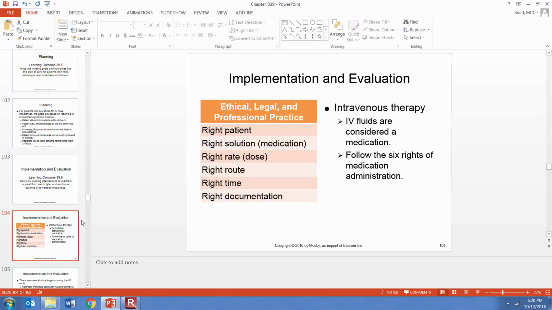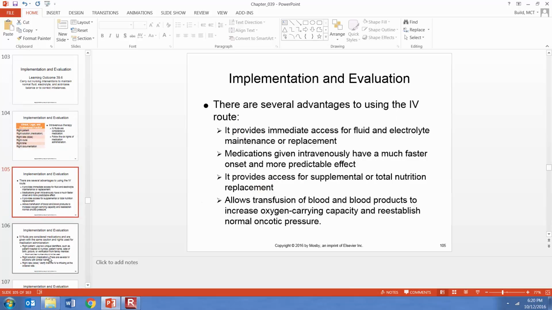The right time, so we are starting our IV solution at the right time. We've selected the right rate, so it's running in and it's finishing the fluid at the right time for us to start our next bag at the right time. And then of course the right documentation.